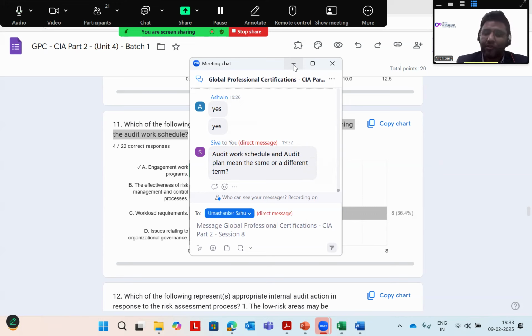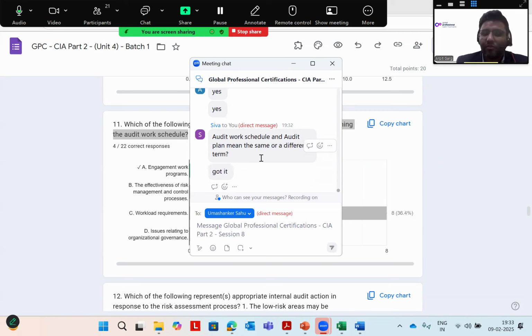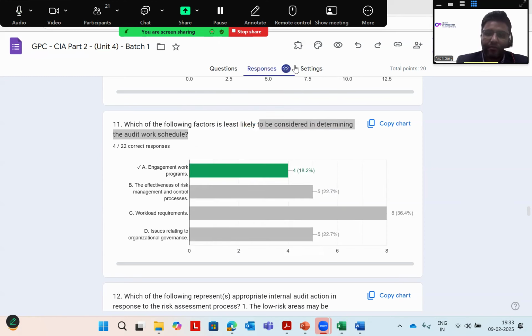So you can say that if you're talking about an engagement level audit plan, then yes, this audit plan will also have the audit work schedule. Not just the audit work schedule, it will cover more. The audit plan will have the scope, objective, people, what checks are going to be done, and the schedule. Are you getting it, Shiva? Yes? All right, great.